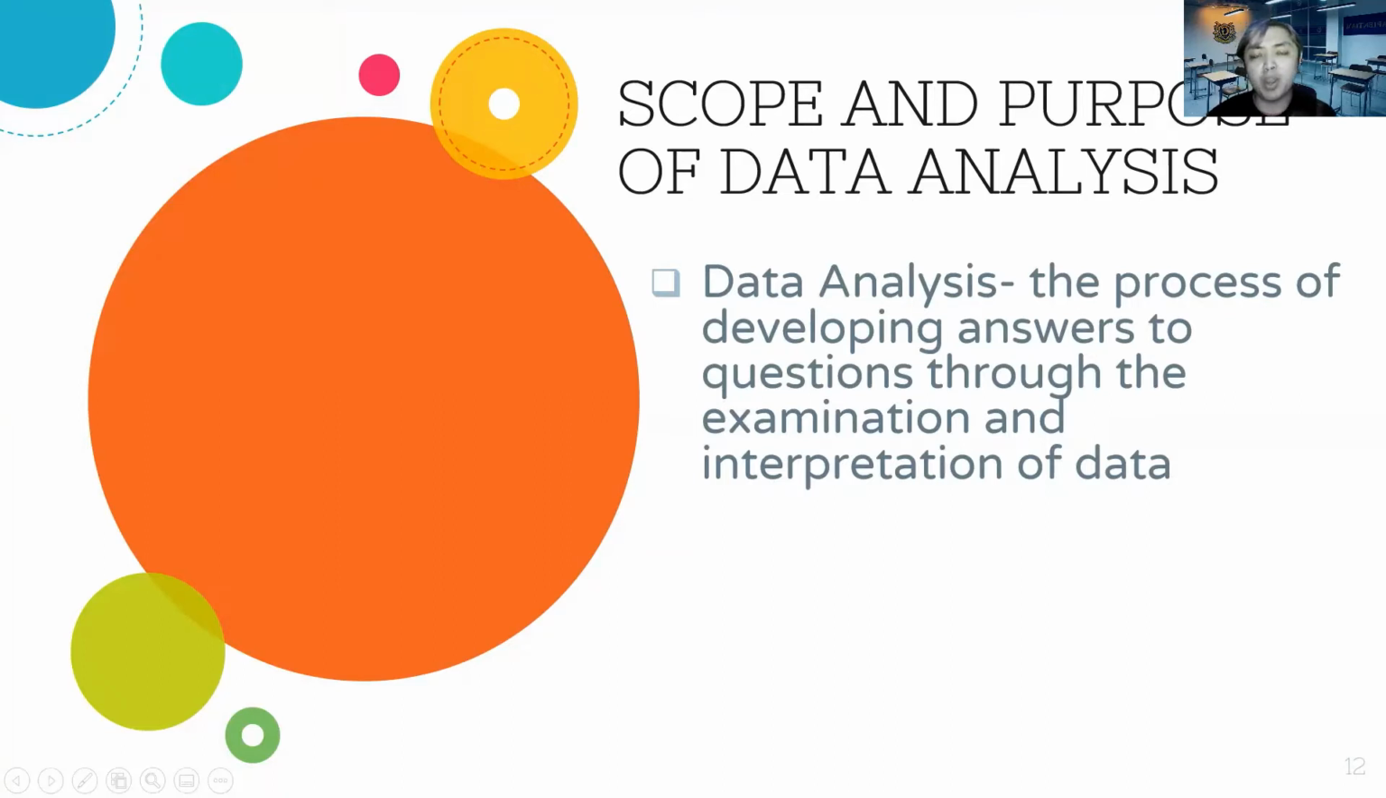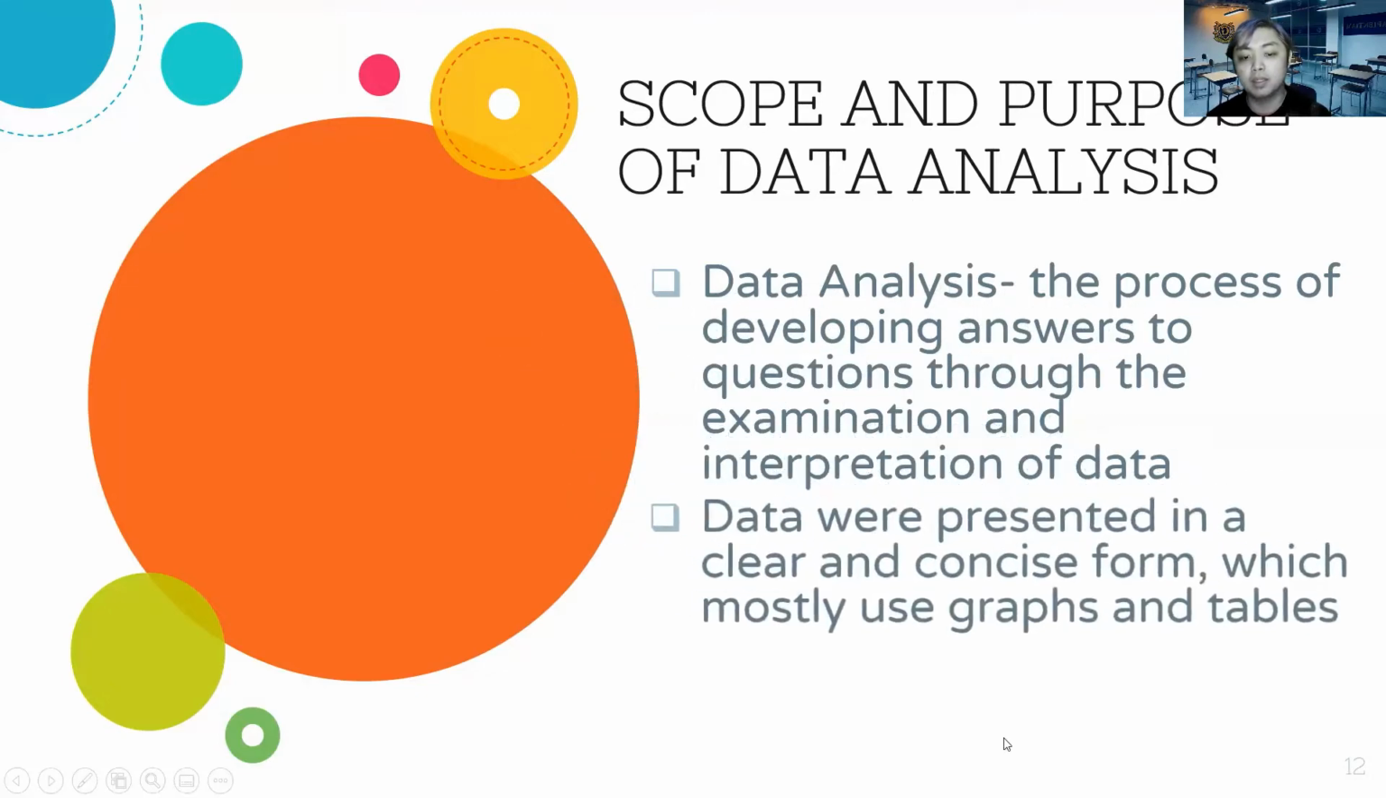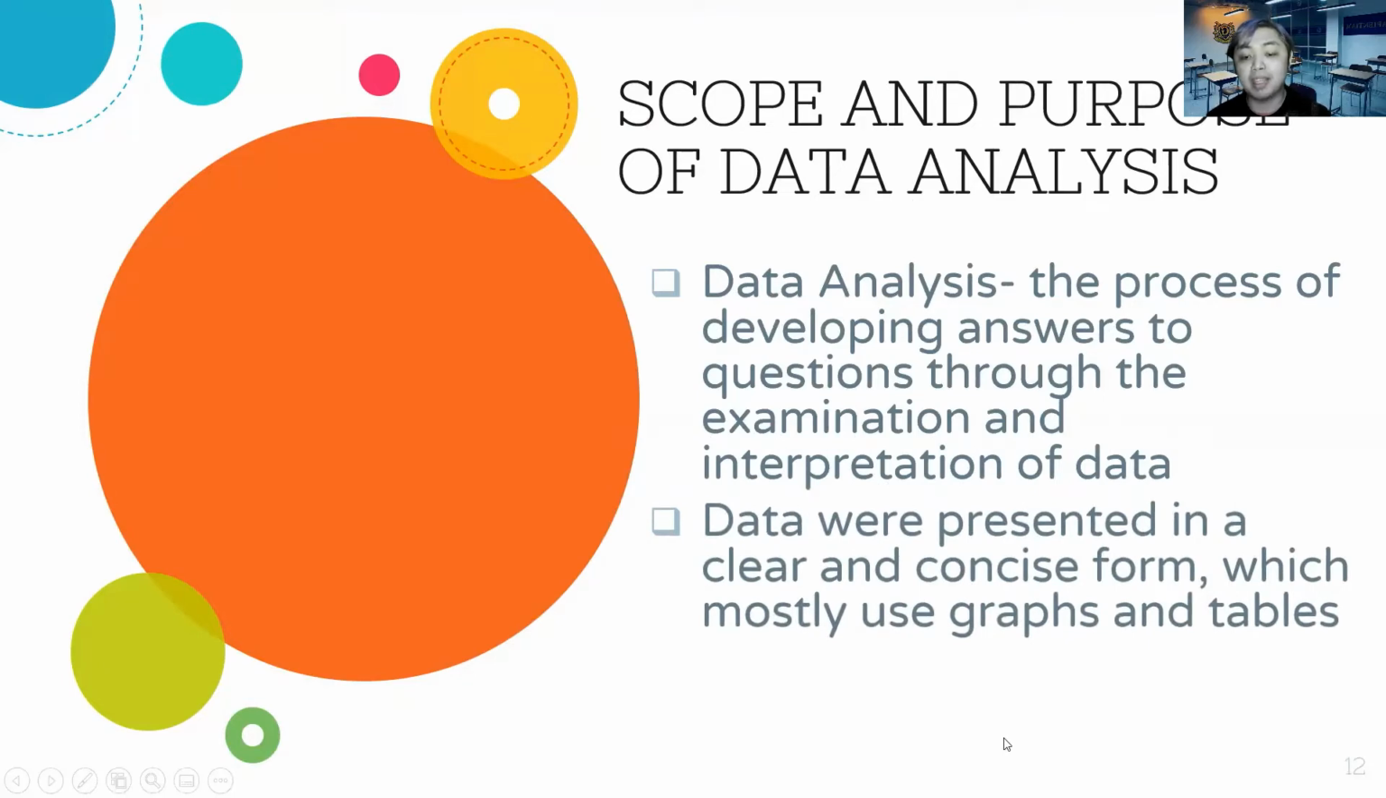What are the high points, the middle points, the low points? Are they showing us connectedness? Are they showing us a cause and effect relationship based on the values that we gathered? The data were presented in a clear and concise form, which mostly uses graphs and tables.